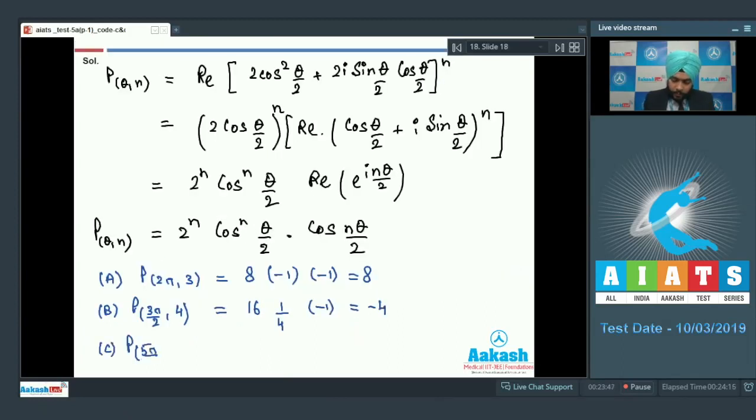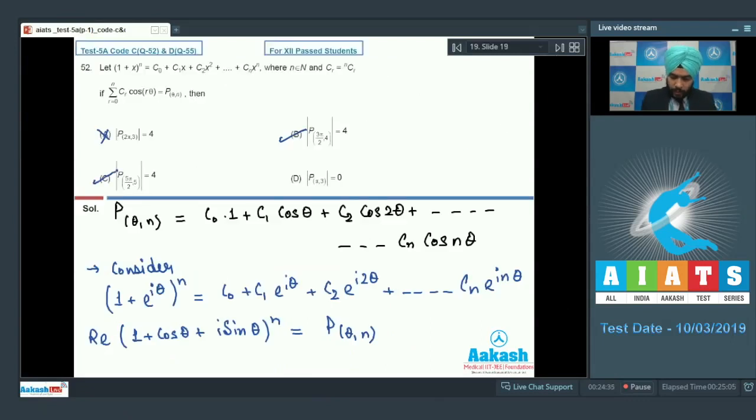5π by 2, comma 5. This also comes out to be 2^5, 32. cos of 5π by 4 raised to the power 5. So 5π by 4, that means minus 1 by root 2 raised to the power 5. So minus 1 by 4 root 2 into cos of 25π by 4. So it is 1 by root 2. Ultimately the answer is same, minus 4. Again the modulus, the answer is 4.